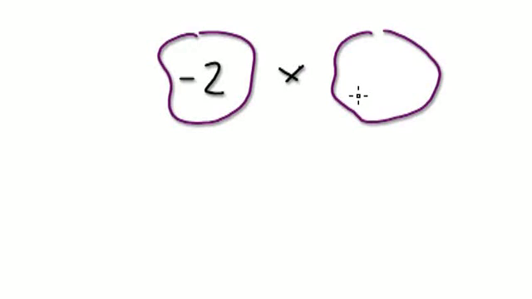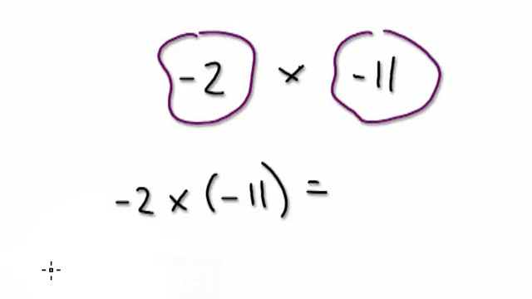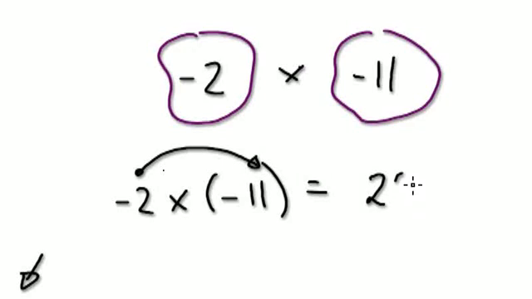Okay. This one here, minus 2 times, let's say, minus 11. What is that? So it's minus 2 times minus 11. So press pause and have a go. So it's 2 times 11, that's normal, which is 22. And because there's a negative and then negative, that makes it a positive. So it's just 22. Okay?